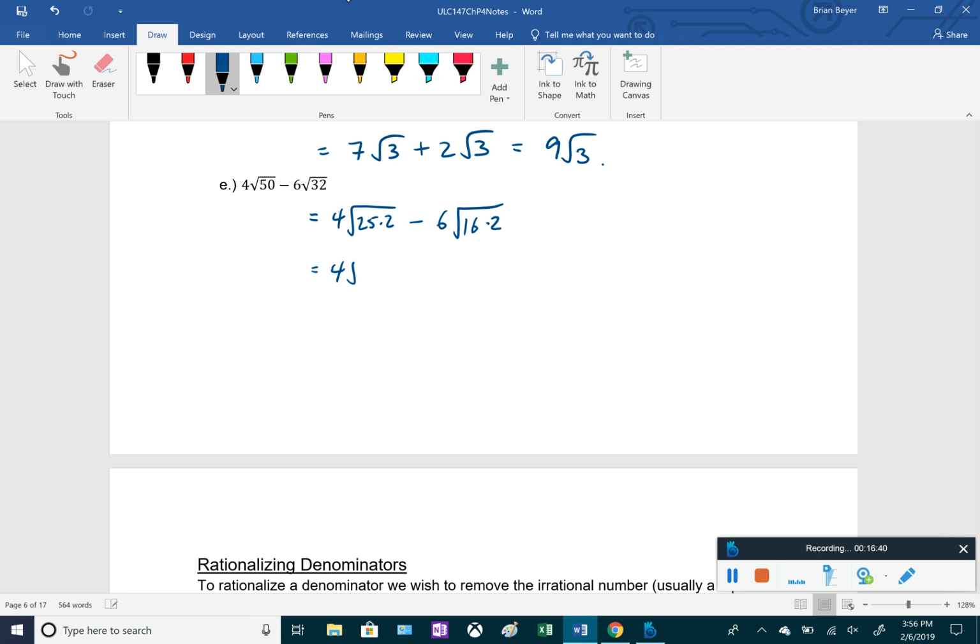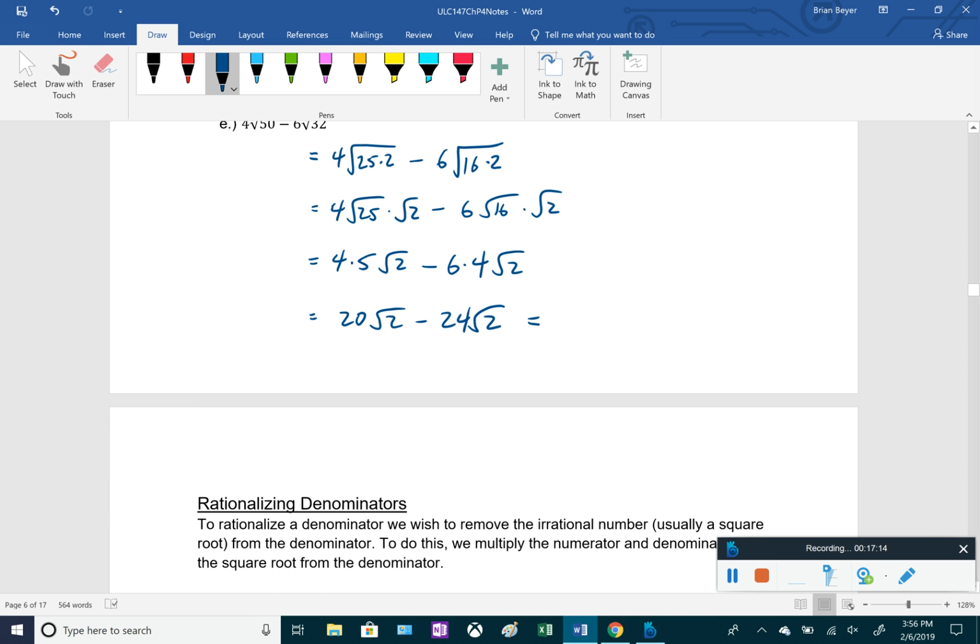So this is going to be 4 times radical 25 times radical 2 minus 6 times radical 16 times radical 2. Radical 25 is 5, so 4 times 5 radical 2. Radical 16 is 4, so minus 6 times 4 radical 2. 4 times 5 is 20, and 6 times 4 is 24. So now they have like radicands of 2, so it's going to be 20 minus 24. So negative 4 radical 2.